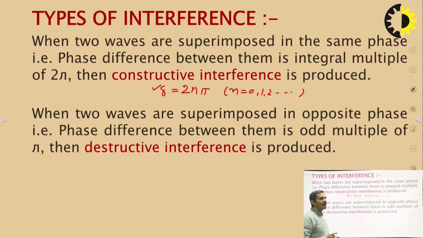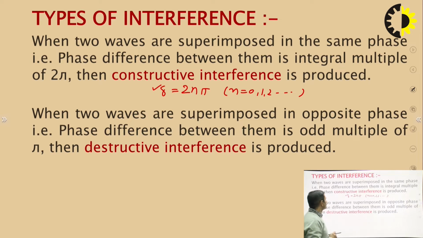That means the phase difference for constructive interference between the two interfering waves should be equal to 0, 2 pi, 4 pi, 6 pi and so on. If these values occur between the two interfering waves, then there will be constructive interference. That means at those points intensity will be maximum.